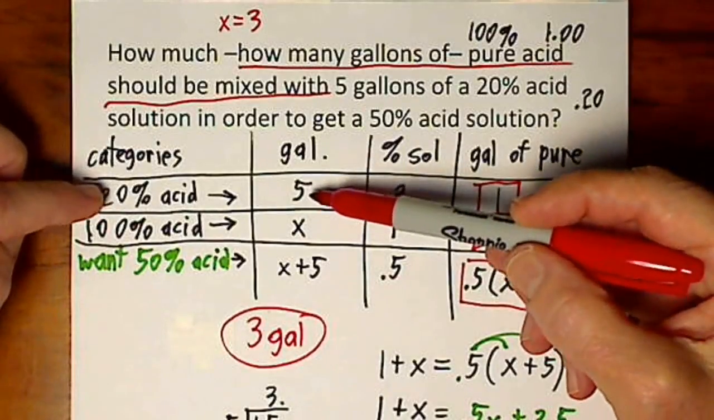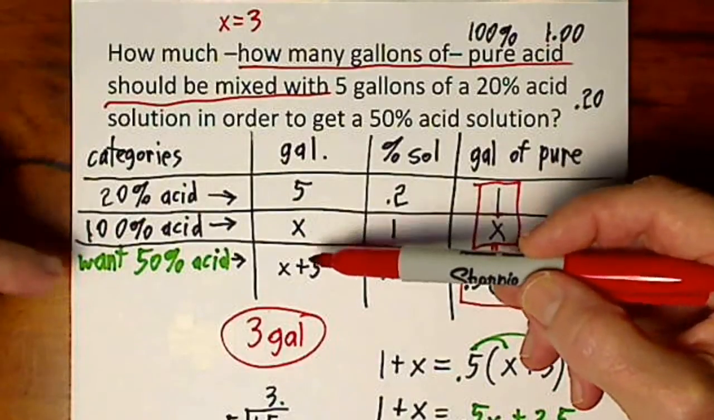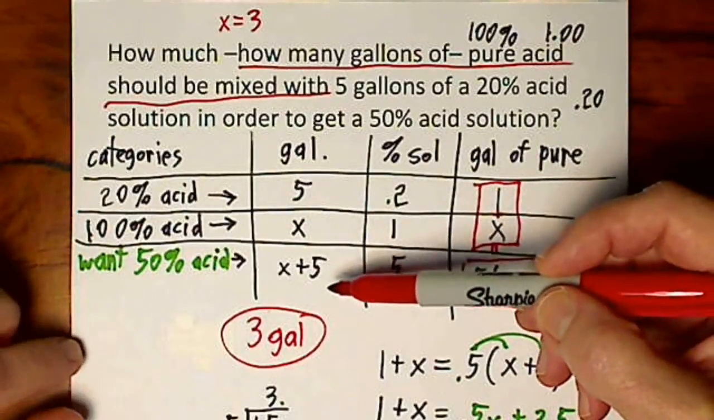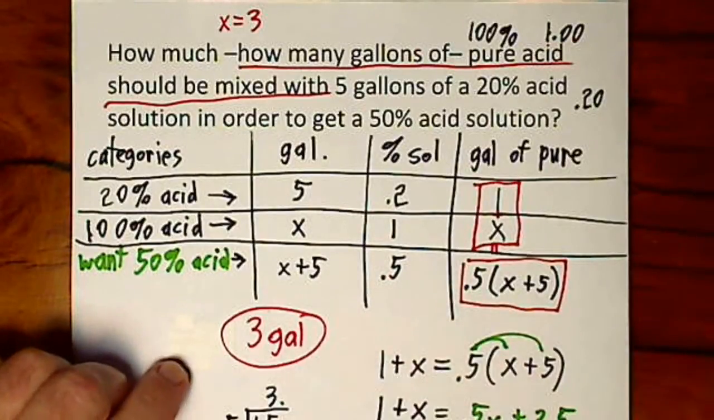If we have 5 gallons of 20%, we add 3 gallons of pure, we'll have 8 gallons, but we don't really care about that. They just said how much of pure do we have to add. We've got to add 3 gallons of pure.